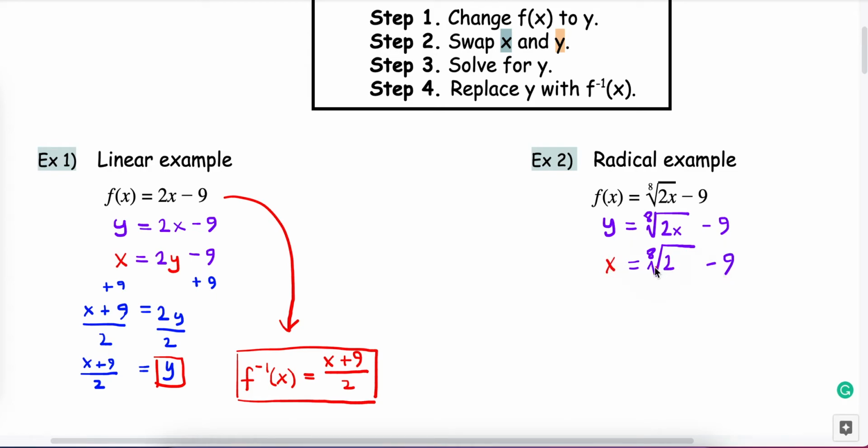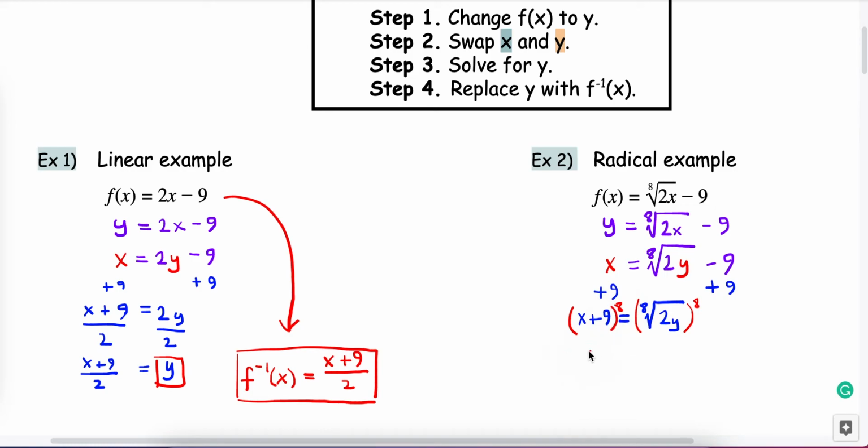So now we have x equals, and this is y, and we're going to solve for y. So go back to your solving radicals to solve for y. It's no different really, except that we have a radical to work with. So we have x plus 9 equals the 8th root of 2y. And so by taking the 8th power on both sides, that's going to get rid of that radical.